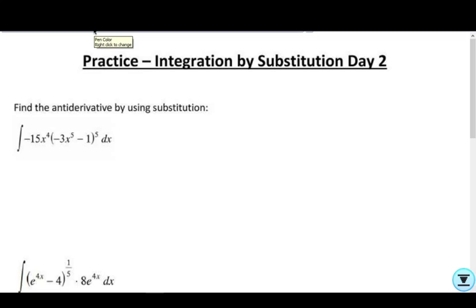So again, when you do integration by substitution, you're looking for your integrand in a form that looks like this, where you have a function inside of a function, and then the inside function's derivative is somewhere in that function. Okay, so this is the basic form. So when I look at my integral right here, that's what I see.